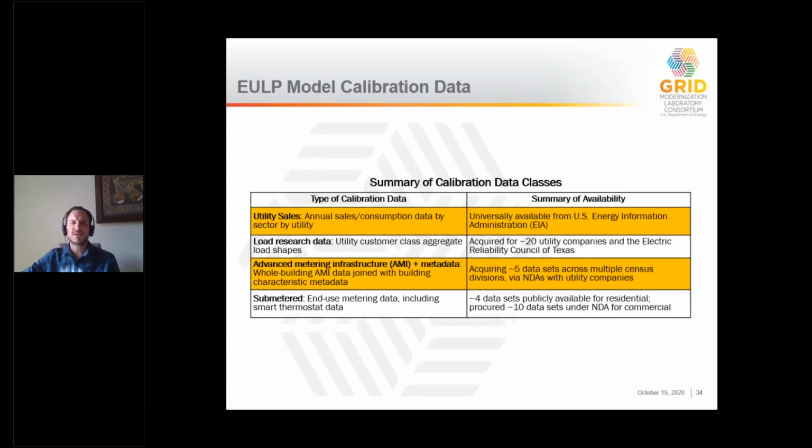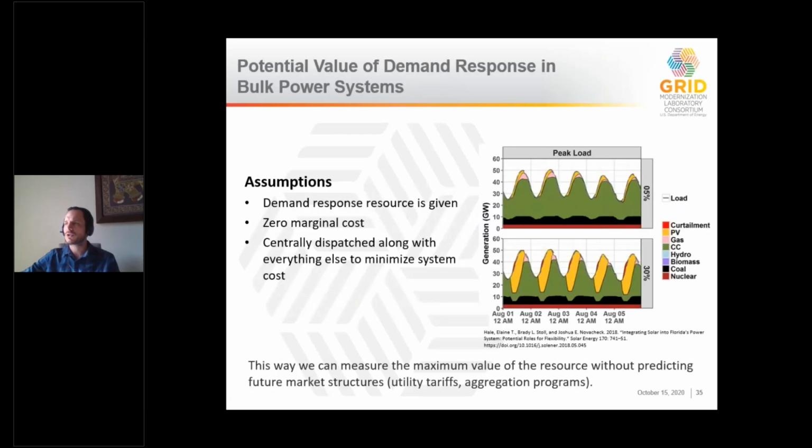This slide summarizes the types of calibration data being collected and the source of those data. I won't go into detail here, but you can see the main types of data are utility sales, aggregate load shapes, AMI data paired with characteristic metadata, and submeter data. And the sources of these data are extensive and range from public to private. Next slide. I think we'll answer the poll question now.